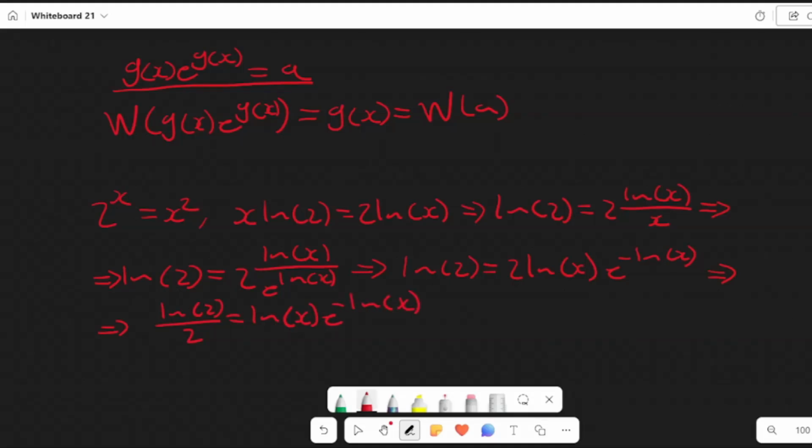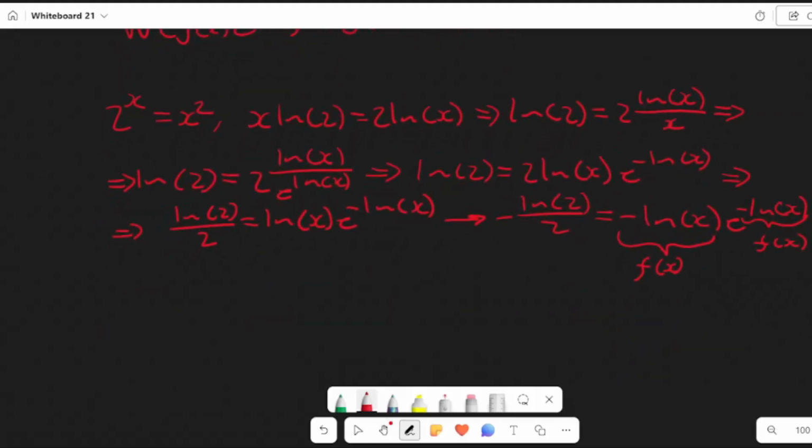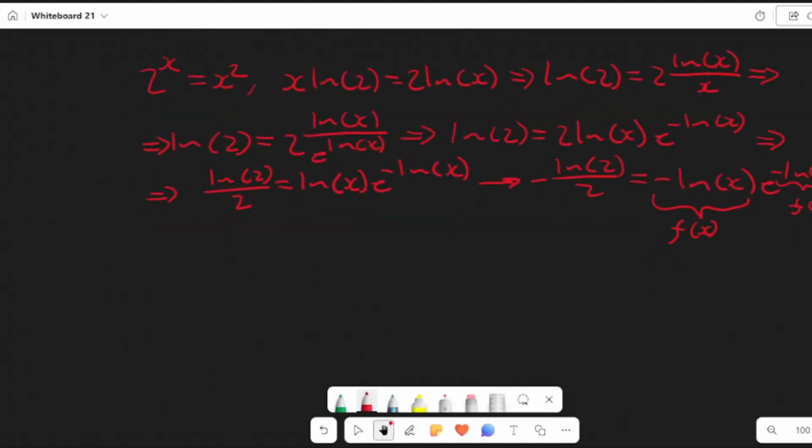And this is actually pretty good, because if I just multiply by -1 on both sides, you'll see that we get negative natural log of 2 over 2 is equal to negative natural log of x times e to the negative natural log of x. And you'll see that these two are the exact same functions. So we can just call them, for example, f of x, in which case we'll be able to use the Lambert W function and just get negative natural log of x back.